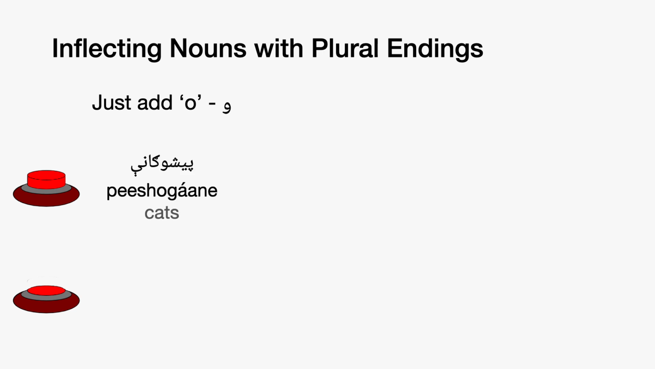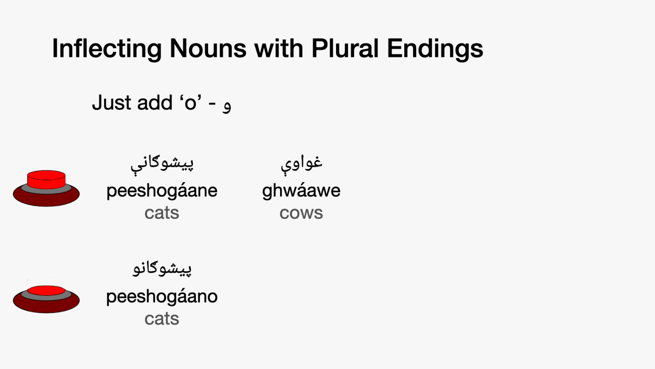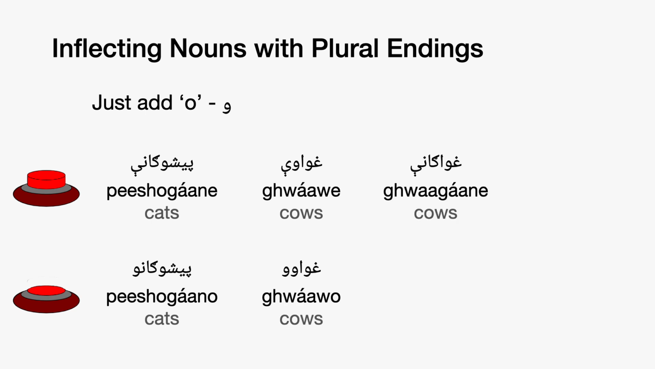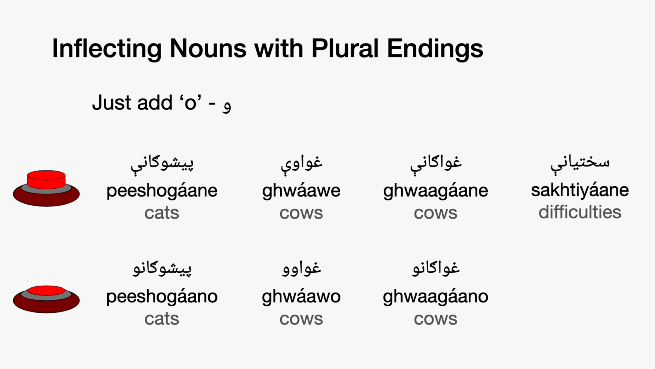So let's look at some more examples with some feminine nouns. Pishogani, cats, would be pishogano. Again, when we have the little vowel on the end, we just cover it up with the o. Or ruavi, for cows, would be ruavo. Or if we use the ruagani with that ending, then it would be ruagano. Sakhtiani, difficulties like that, would be sakhtiano.